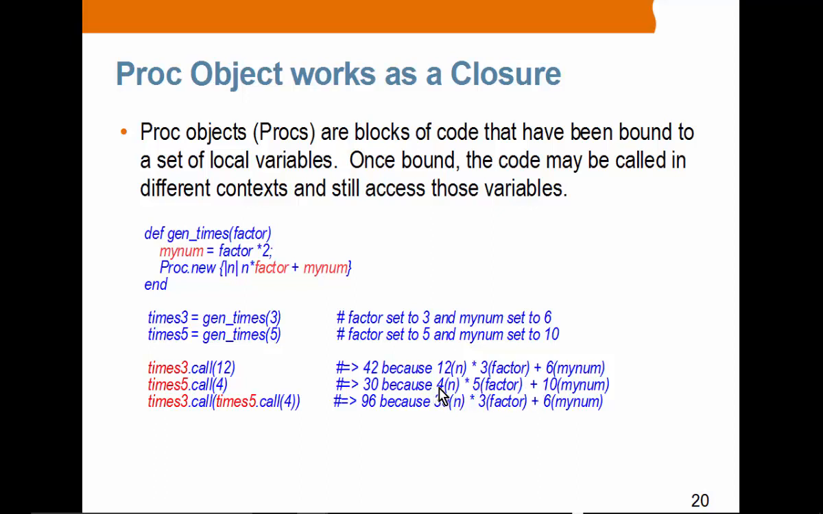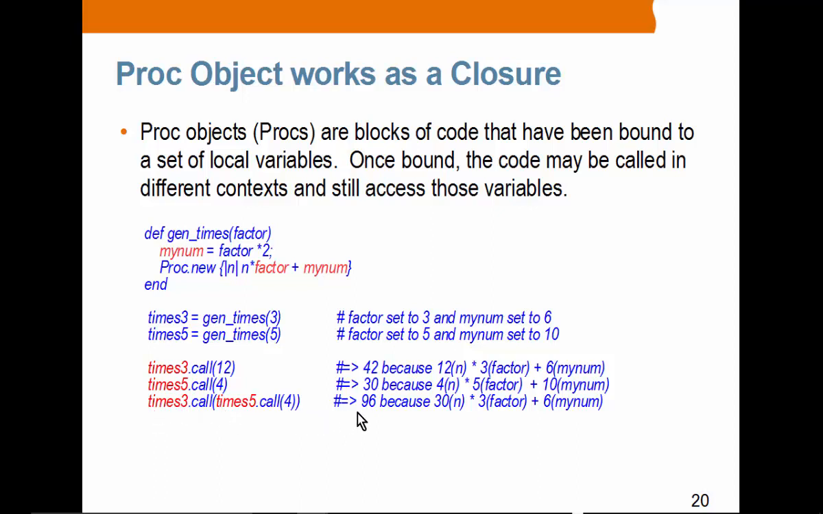So it will multiply 4 times 5, so this part, and then mynum is added, plus mynum, so 10, so it will be 30. Okay, now in this case we are going to call this first and then this. So we know that this is going to return 30, right?